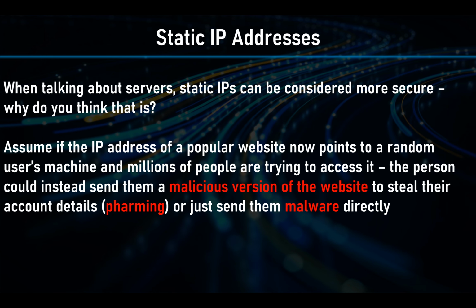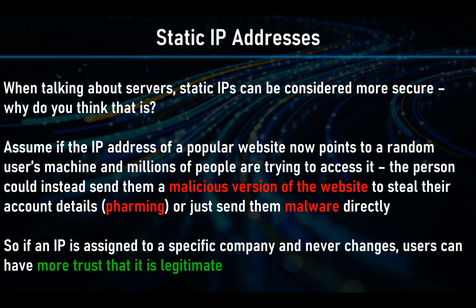So let's assume the IP address of a popular website, say Google's IP address, suddenly changes to a new IP address belonging to some random user's machine, and millions of people are trying to access it. If that person figured this out, they could send them a malicious version of the website, so kind of like a phishing, farming attack. Or they could just send the malware directly. So that's obviously going to be a security vulnerability.